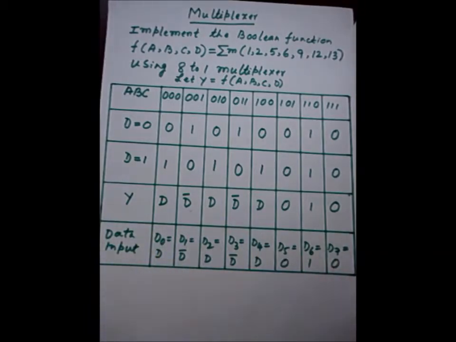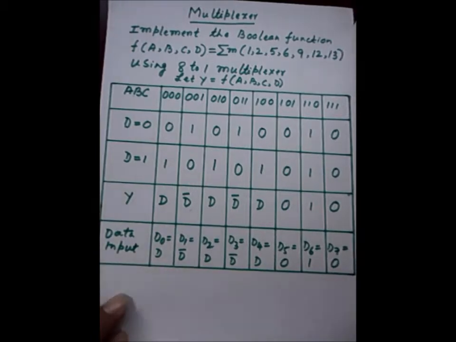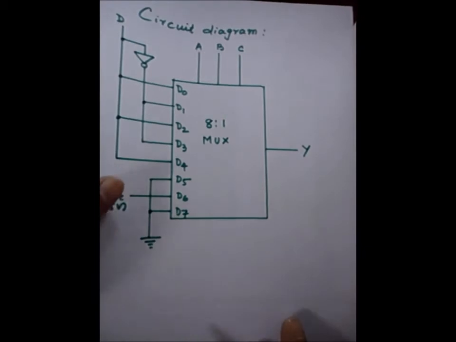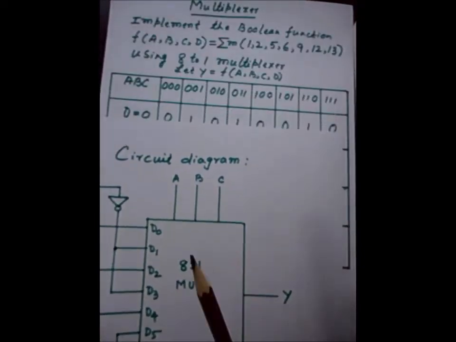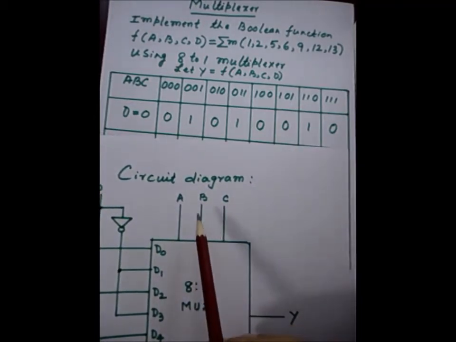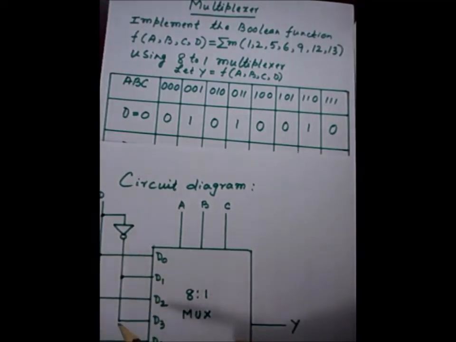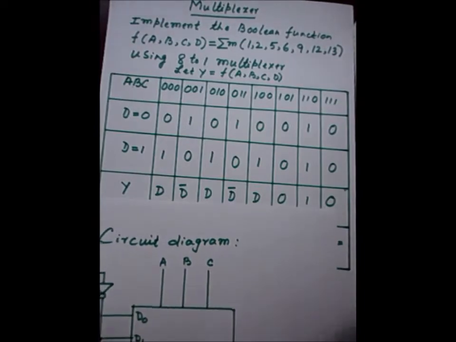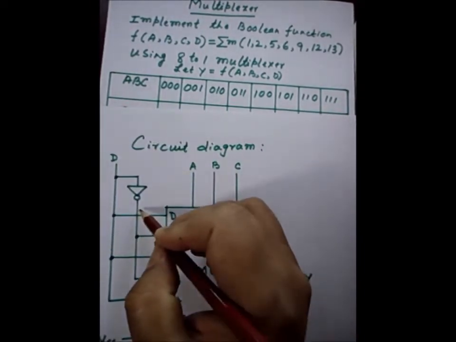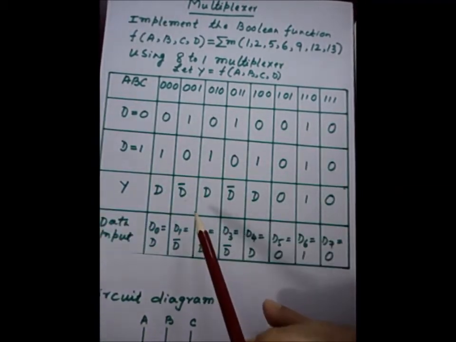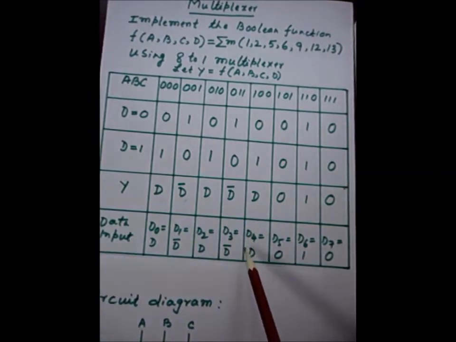Now, if we come to the circuit diagram of this, this is the circuit diagram, very similar to that. Whatever we got, there are 4 variables. A, B, C are the select lines, and D is the variable, similar to the entered variable map. We have given D and D bar in the input side itself, and as you can see, D1 and D3 are D bar.